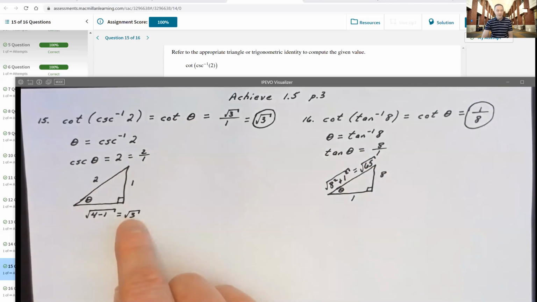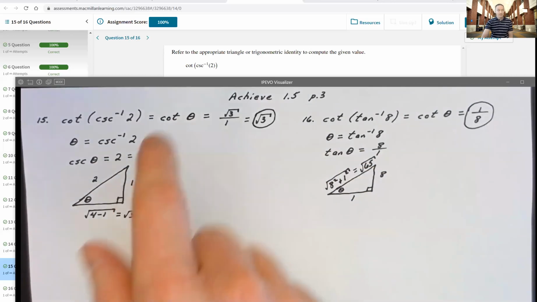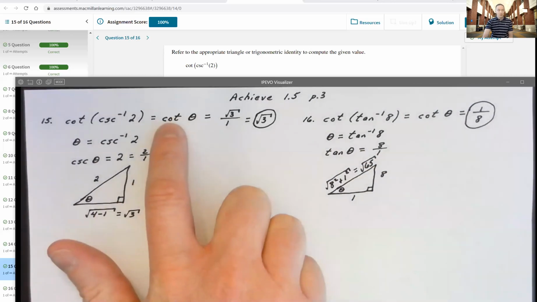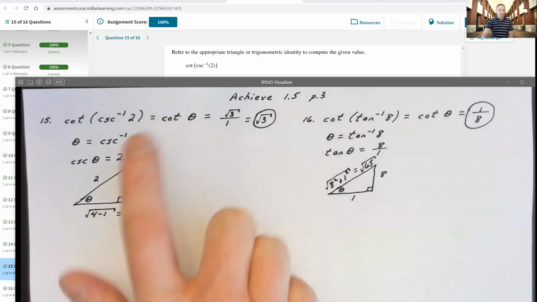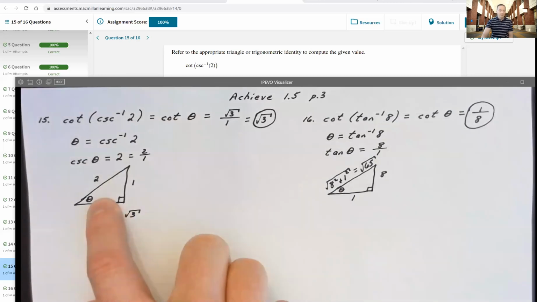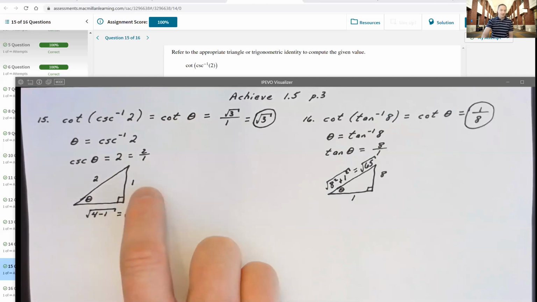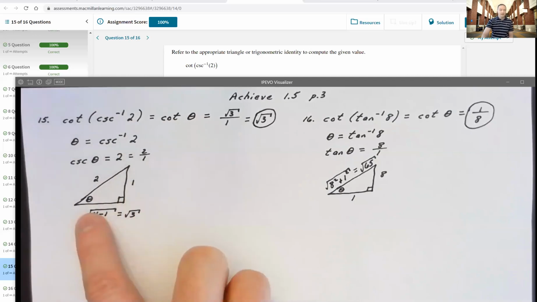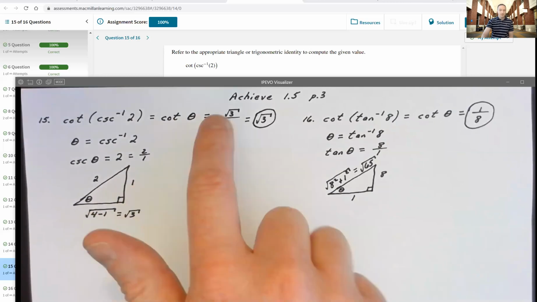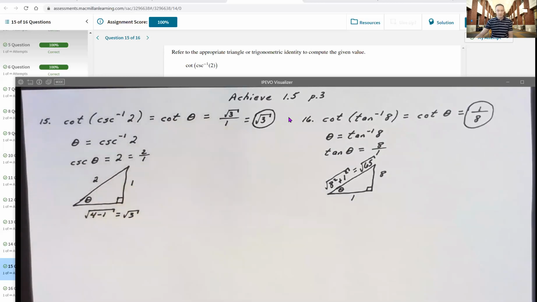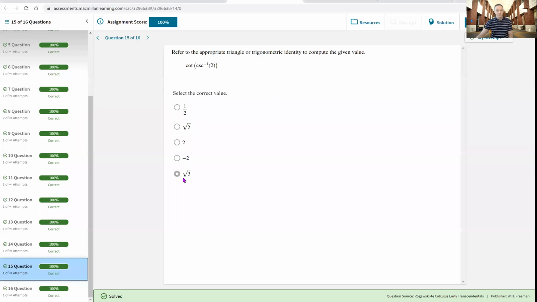which gives us the root of 3. So now I go back to my problem and I can say, well, I need to know what the cotangent of this angle theta is for my final answer. Cotangent of theta would be adjacent over opposite. And I'm getting that's the square root of 3 over 1, which simplifies to simply be the root of 3. And you can see that that's what they wanted for this problem.